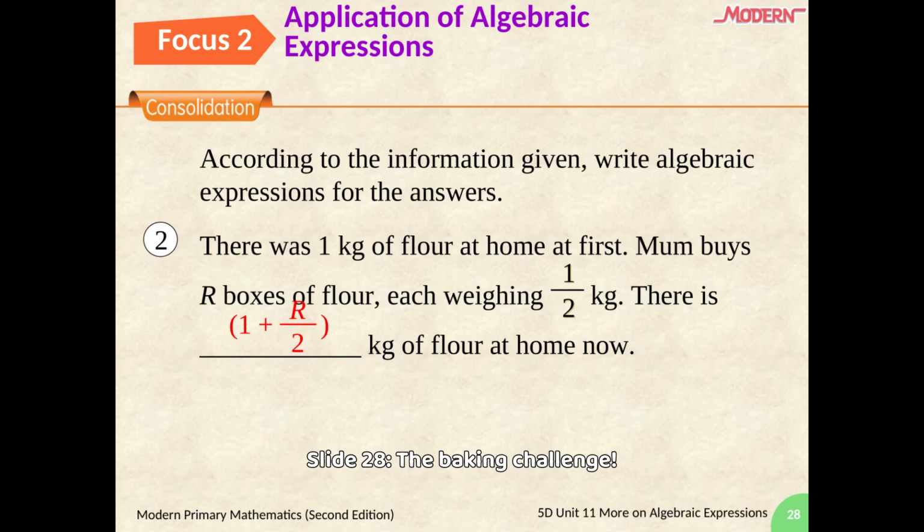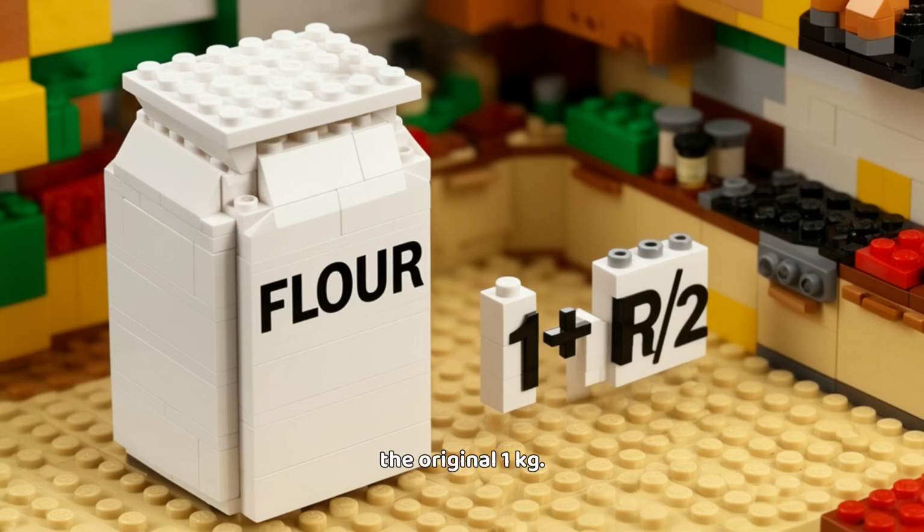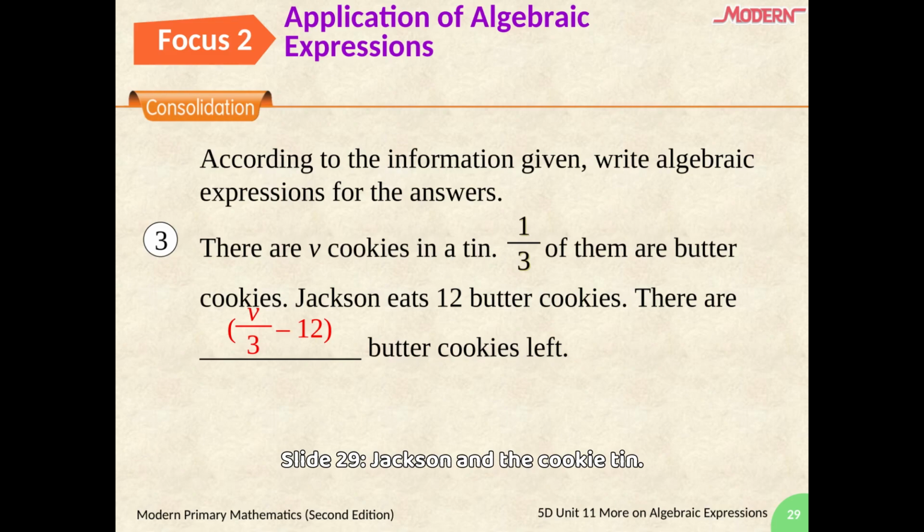Slide 28, the baking challenge. 1 kilo at home plus R boxes of 1/2 kilo each. Way of thinking, each box is a fraction brick. R boxes times 1/2 kilos is R over 2 kilos. This is the new flour joining the party. Add the new R over 2 to the original 1 kilogram. Total 1 plus R over 2. Tip, always keep your units consistent. It's like making sure all your Lego bricks are the same size. Smells like algebra cookies.